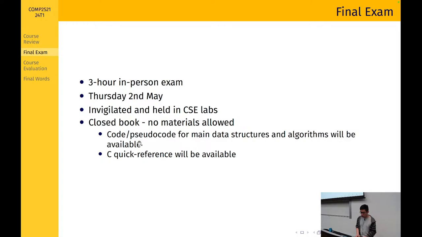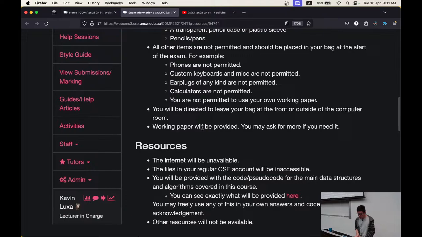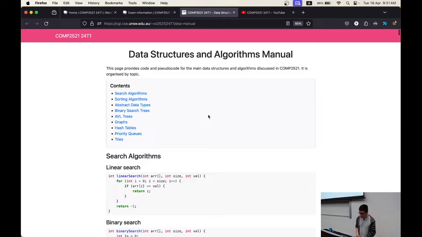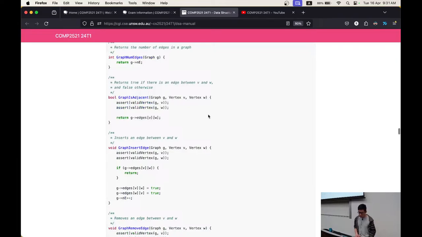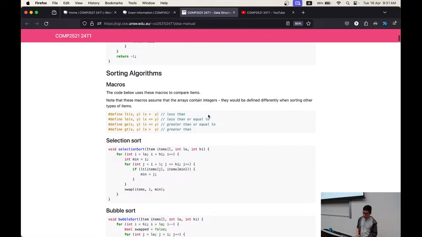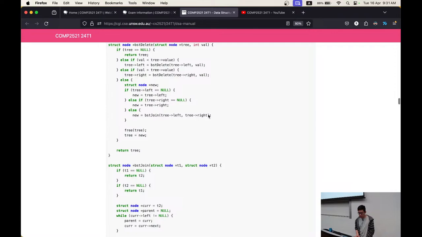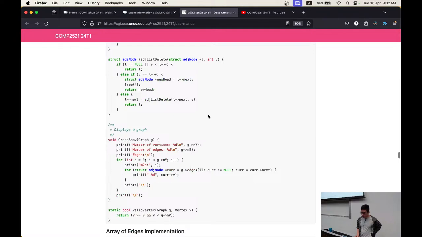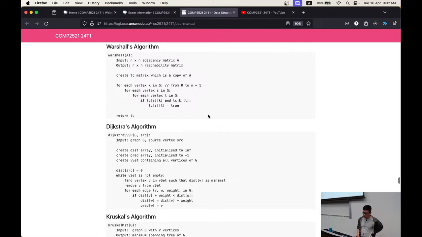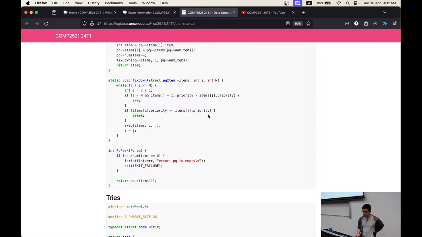I said here that we'll provide the code and pseudocode for the main data structures and algorithms. So on this page, exam information, if you go over to this link, you'll be able to see what we actually provide. This is just one big long page with all of the code for all the main stuff in the course. So you see, we have binary search, we have the sorting algorithms, we have stacks and queues, we have binary search trees, AVL trees, graphs, different implementations of graphs. We have BFS, DFS, Dijkstra's algorithm, Kruskal's algorithm, Prim's algorithm, hash tables, priority queues, heaps, and tries. All right, so all the main data structures and algorithms.